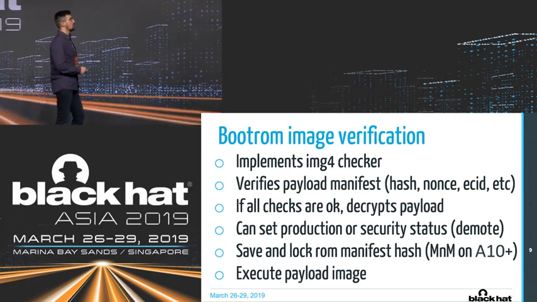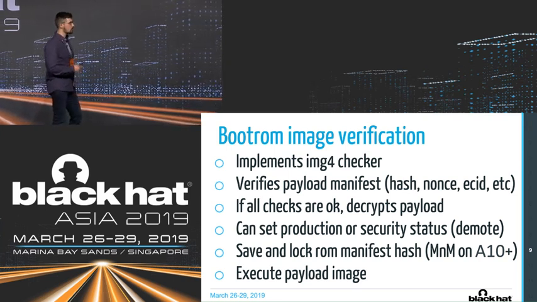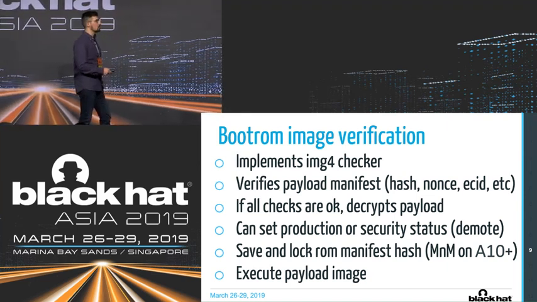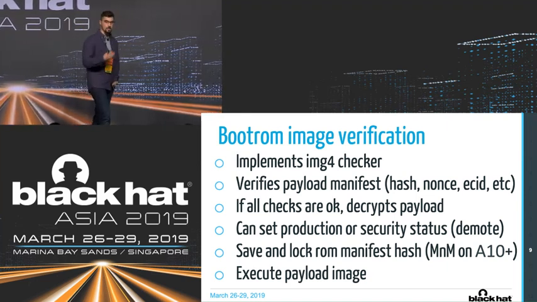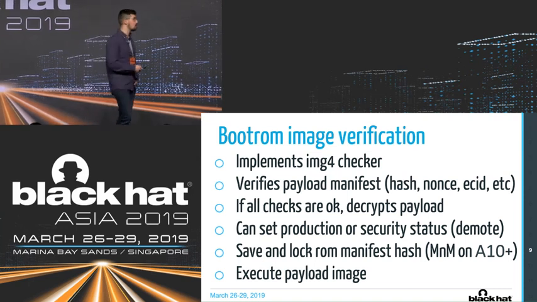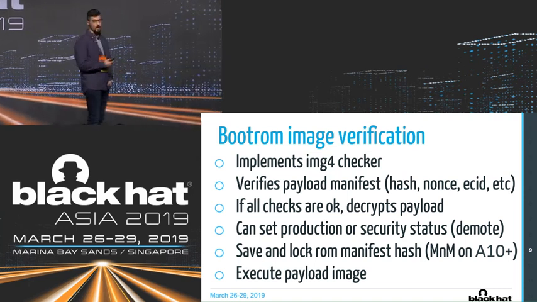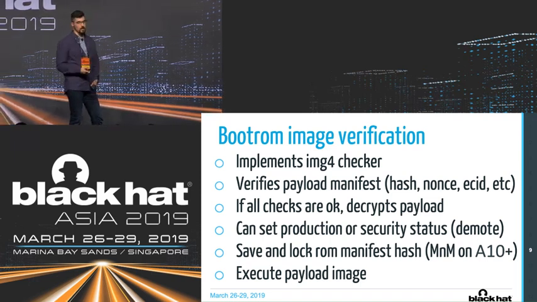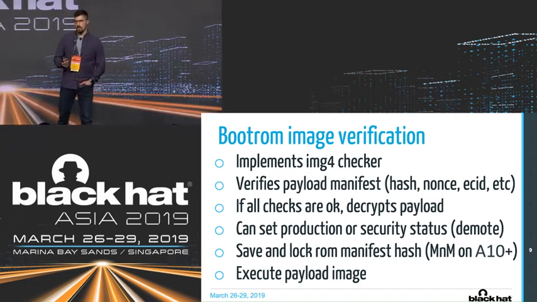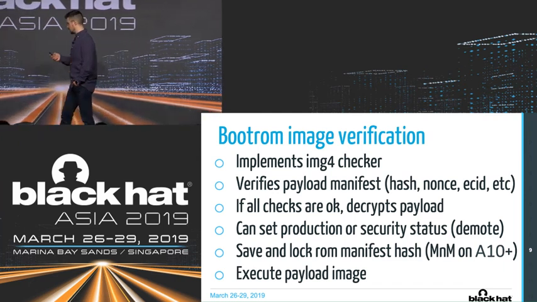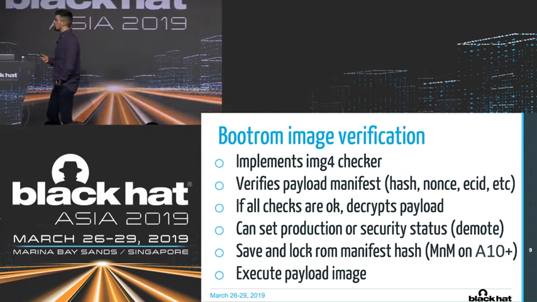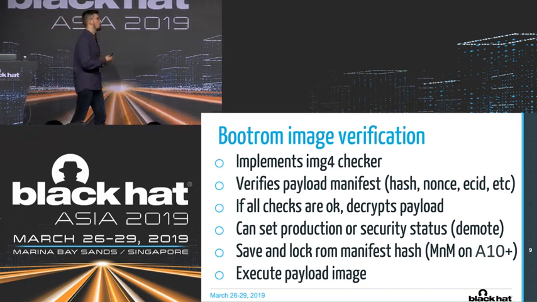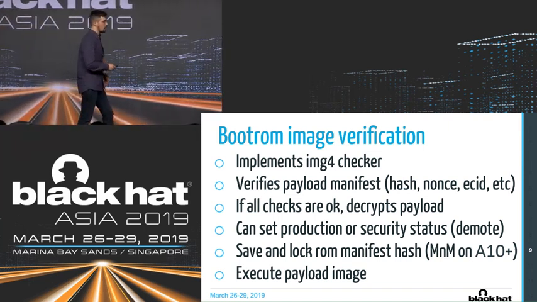So for example, one of the properties is the payload hash, to make sure that the payload is not modified, and the nonce, to make sure that we run this specific iOS version on this specific device. That's pretty much the way Apple prevents a downgrade. ECID, or like a board ID, makes sure that we run the firmware only for this device, and so on. So if everything is great and all the checks are passed, bootrom will decrypt the payload and execute it.